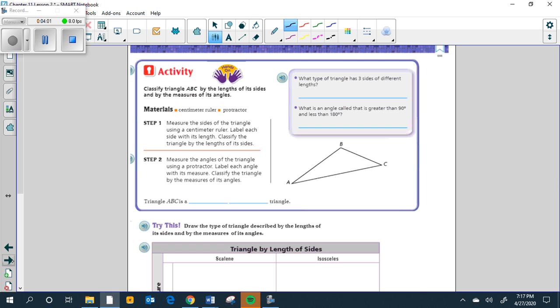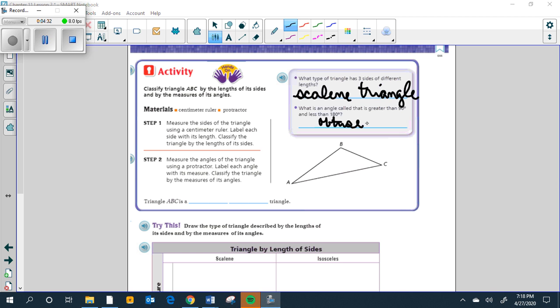Let's try this activity. Classify triangle ABC by the lengths of its sides and by the measures of its angles. Go ahead and pause the video while you fill out the purple box. If you couldn't remember, hopefully you looked back on the previous page. What type of triangle has 3 sides of different lengths? That would be the scalene triangle. And what is an angle that is greater than 90 degrees but less than 180 degrees?